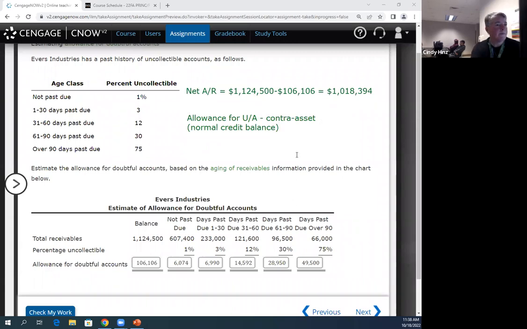And so on Evers Industries' balance sheet, what you would likely see is their accounts receivable, net, is $1,018,394. They're owed $1,124,500, but $106,000 of that they don't think they're going to collect. It's an estimate. Maybe they'll collect a little more, maybe a little less, but this is the best we can do with the information we have right now. We want to show on the balance sheet that of what we're owed, we believe we can collect about $1,018,000.